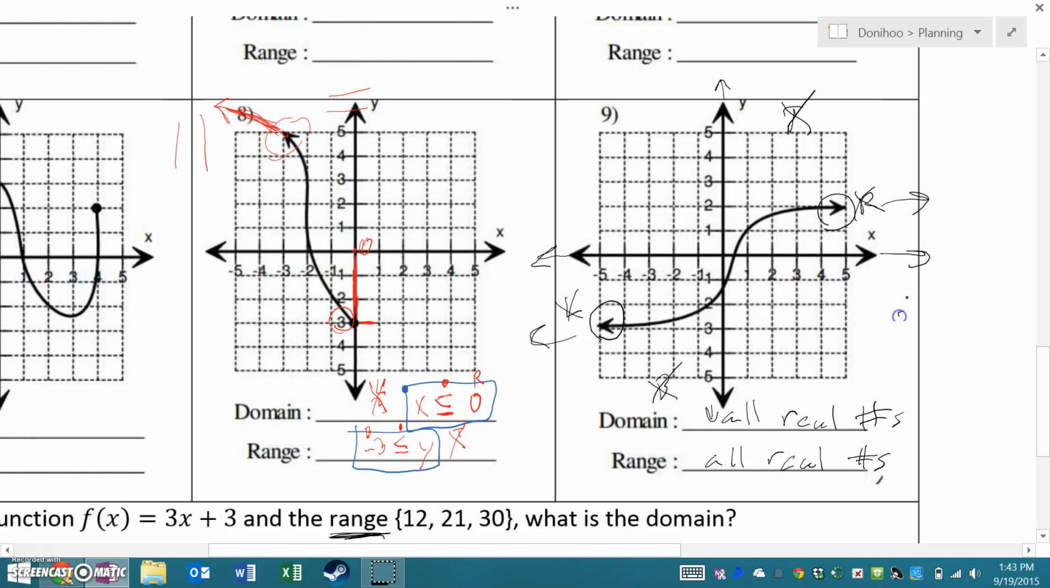That's all I'm going to go over for domain and range. This assignment, again, is due on Monday.